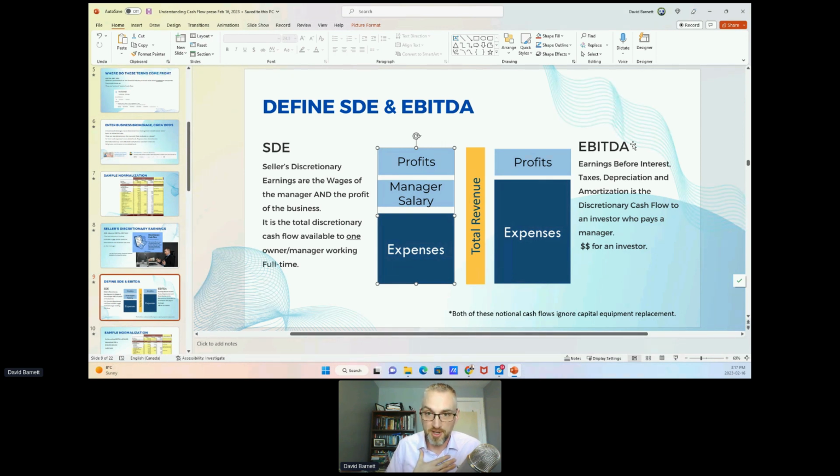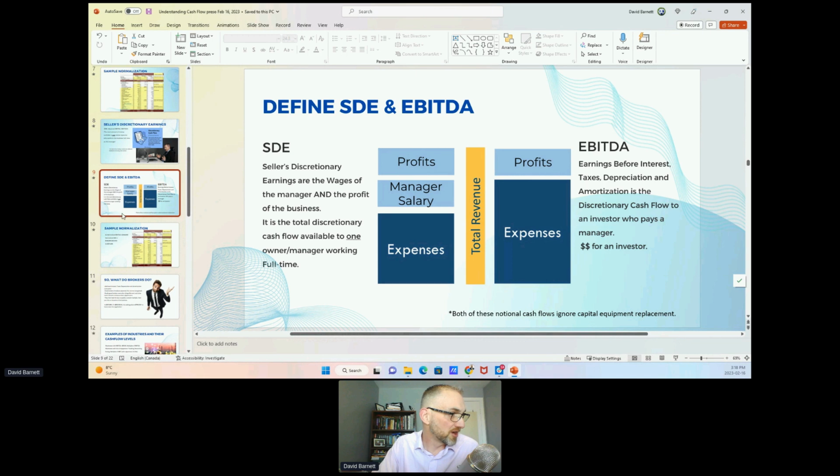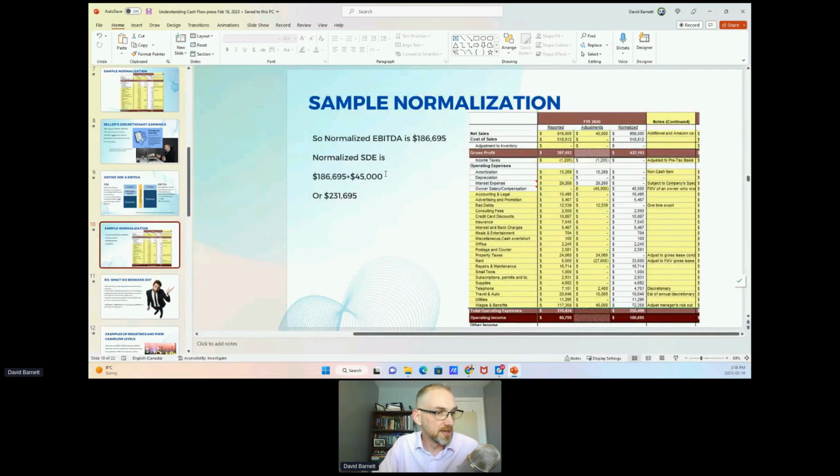When I was a broker and I was putting business profiles together, I would always have both of these and demonstrate them because I wanted to create a package that could be looked at by both kinds of buyers, right? And so here are the two most commonly used ones. Now, let's take a look at our normalization again.